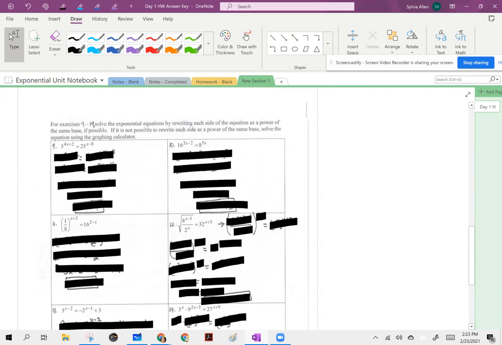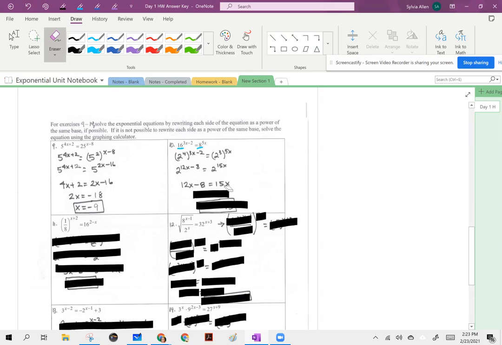All right, 9. All right, we're going to rewrite it with the same base of 5, setting those exponents equal to each other, and then we're going to solve. 10. Rewriting with the same base, we're going to need to take that down to a base of 2. So then we are rewriting them, simplifying, setting those exponents equal to each other and solving.